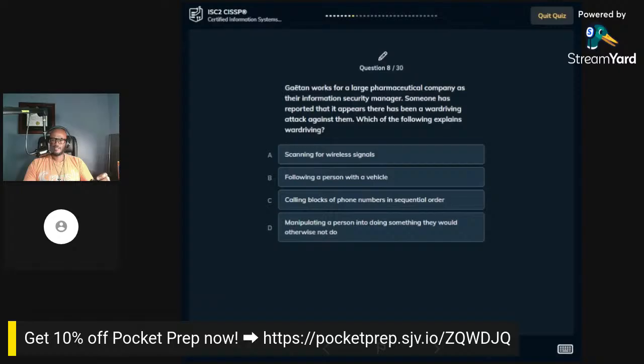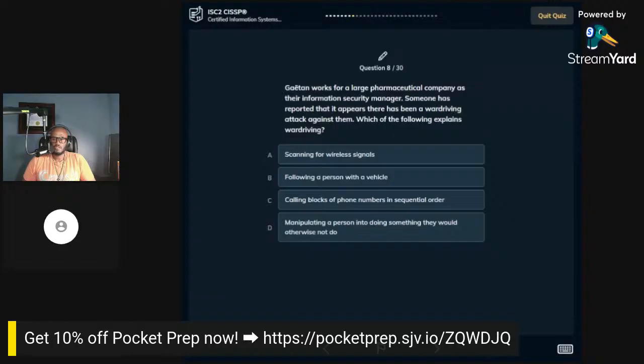Gayton works for a large pharmaceutical company as their information security manager. Someone has reported that it appears there has been a war driving attack against them. Which of the following explains war driving? It deals with phones. Not necessarily. War driving really has to do with Wi-Fi.